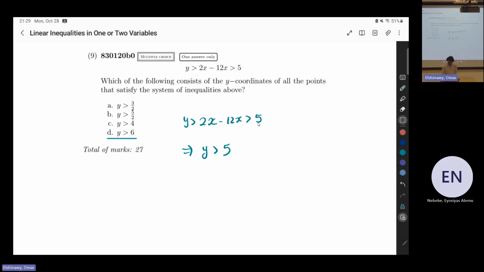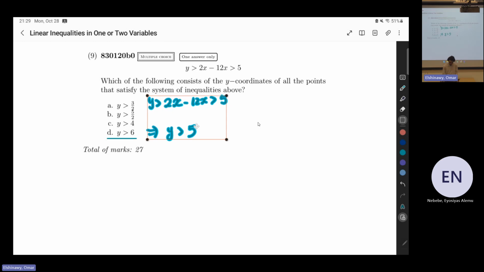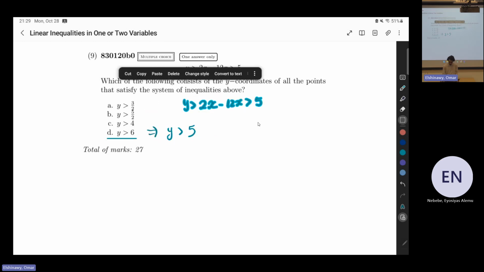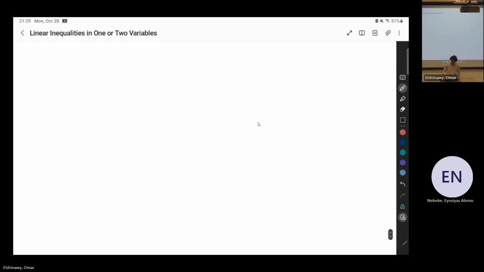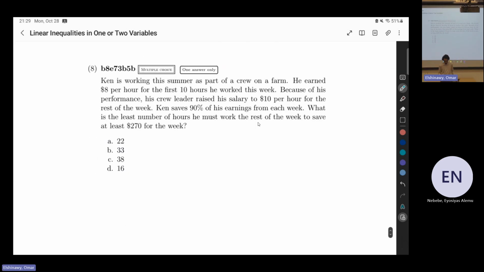So y greater than 6 implies that y is greater than 5. Because if a number is greater than 6, then it is greater than 5. And that is really what I'm trying to say here. This is an ambush, maybe a trap, whatever you can call it. So that's why I like this question so much. Okay, maybe not so much, I just like it. So that is something.